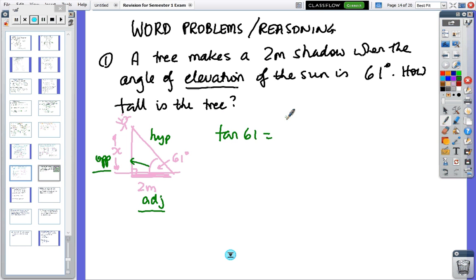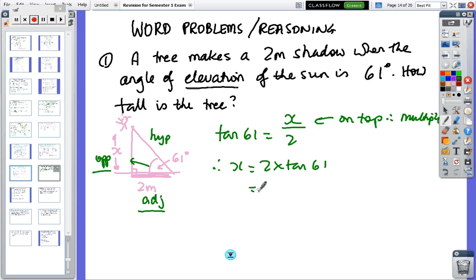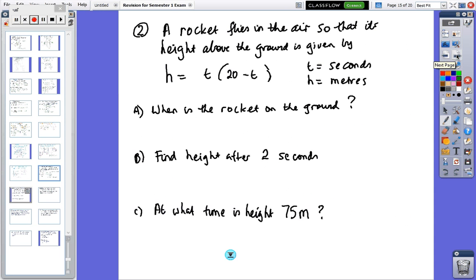So tan 61 equals opposite over adjacent. It's on top, so therefore we multiply. So x equals 2 times tan 61. So we get 12.387, and so on. We didn't have any accuracy, so we can do whatever we like. So the answer is 12.4 meters to 1 decimal place. But you'll be told how accurate to do. Okay, moving on. This one's a bit harder.